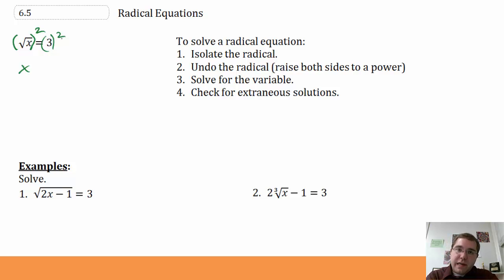Here I want to raise it to the second power. I want to square it so that I cancel out the square root. Squaring 3 on the right-hand side gives me 9. So my solution set is just 9.